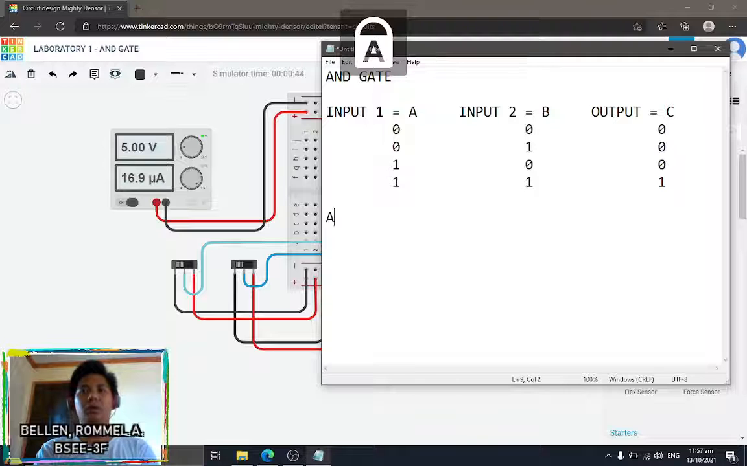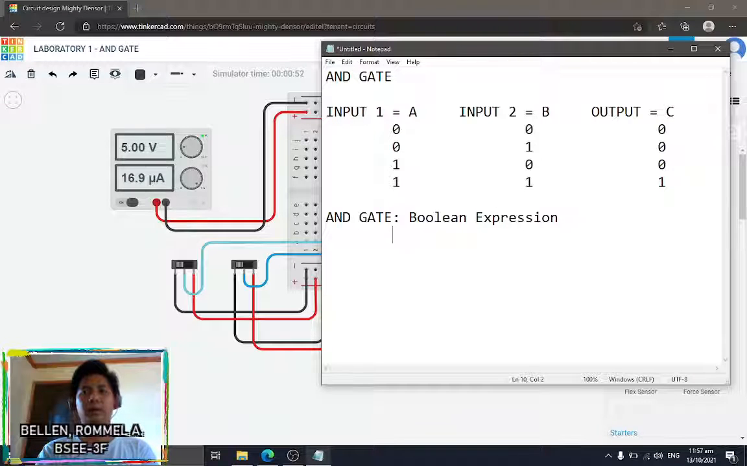So the AND gate's Boolean expression will be A dot B equals C. Okay, so it looks like this. So 0 times 1 equals 0. 1 times 0 equals 0.